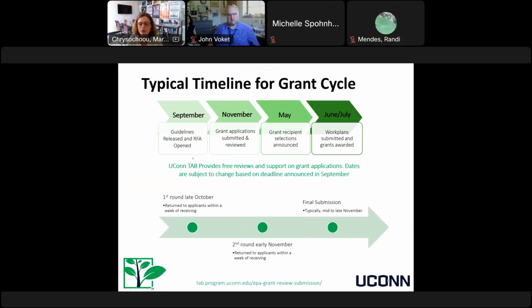So the typical timeline for the grant cycle is that the EPA releases the guidelines sometimes in early to mid-September. Then the grant applications are submitted typically before Thanksgiving. They review them until May, and that's when they select the recipients. And then finally, in June or July of the following year, the work plans are submitted and the grants are awarded.